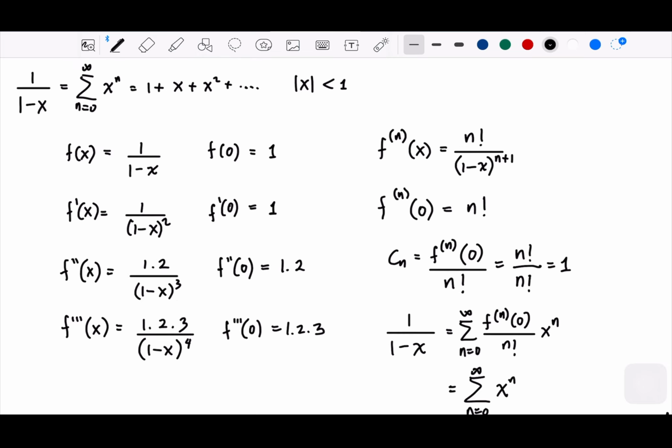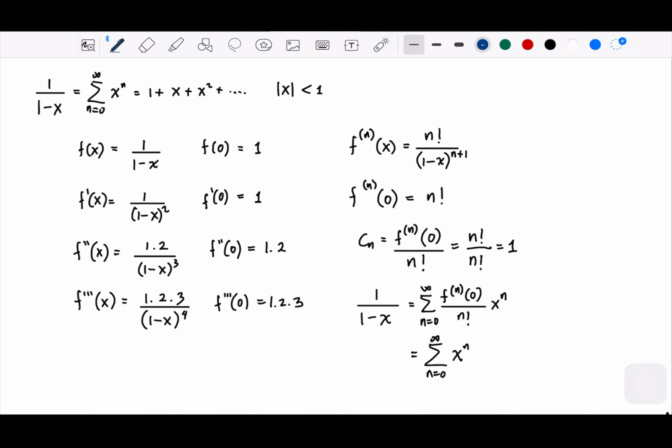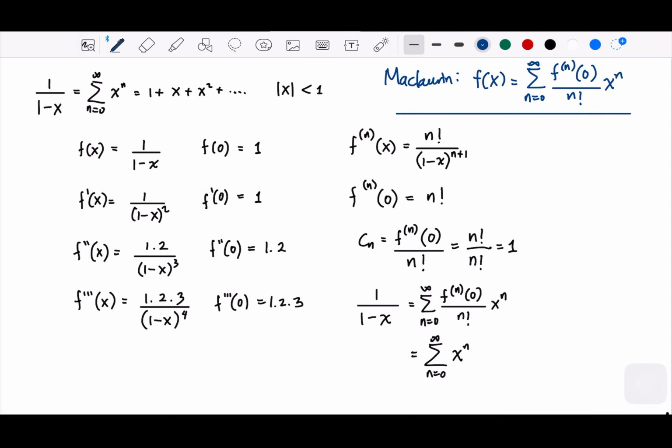Let me write the original Maclaurin to help you realize that the Maclaurin is representing the function of x as a series: the sum of f derivative of n of 0 over n factorial x with power of n. Okay. This is when a is equal to 0.